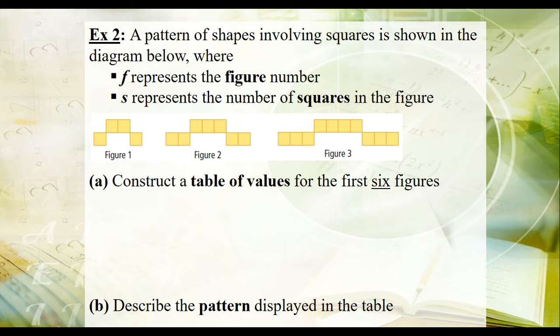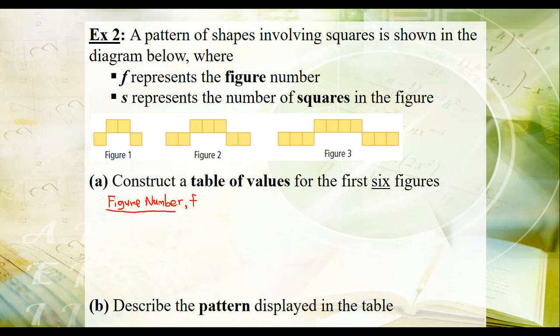Okay, let's go to the second example. So we have a pattern of shapes involving squares, as shown in the diagram below, where F represents the figure number or the shape number, and S represents the number of squares that we can see in that figure. What we want to do to start off with is construct a table of values for the first 6 figures. So let's make a title. We're going to say the figure number. That's the name of the variable. Put a comma. The symbol we're going to use to represent it is F, and we don't have any units here.